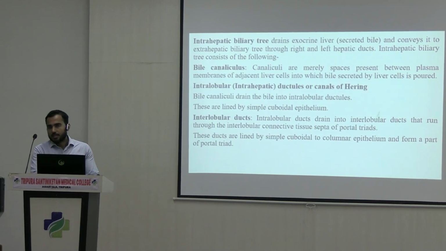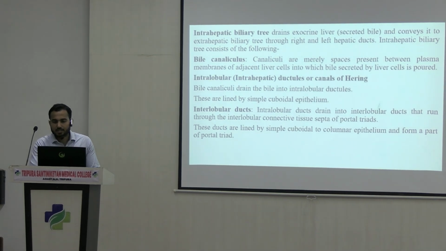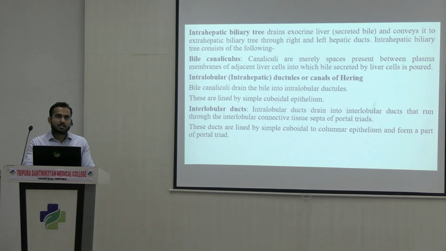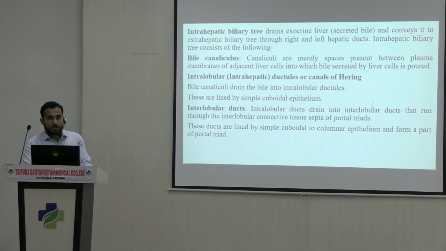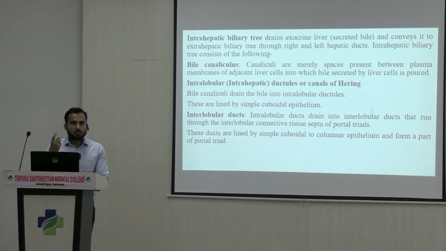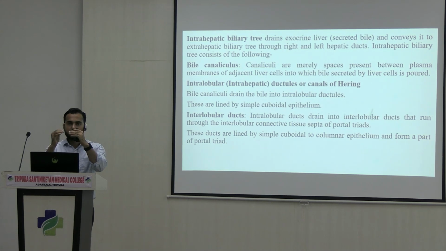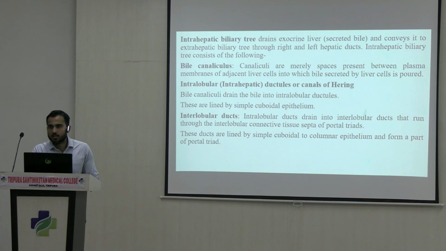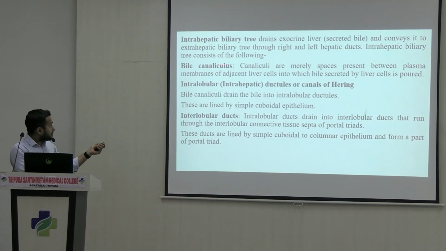What is the main function of the intrahepatic part? That is the exocrine part of the liver. We know that the liver secretes bile, which is done by the hepatocytes, and it conveys it into the extrahepatic biliary tree with the help of the right and left hepatic ducts, and ultimately it reaches the second part of the duodenum. Now, in the intrahepatic biliary tree, what is the first part? When bile is secreted from the hepatocyte, where will it go? It will go to the bile canaliculus. So first is the bile canaliculus.